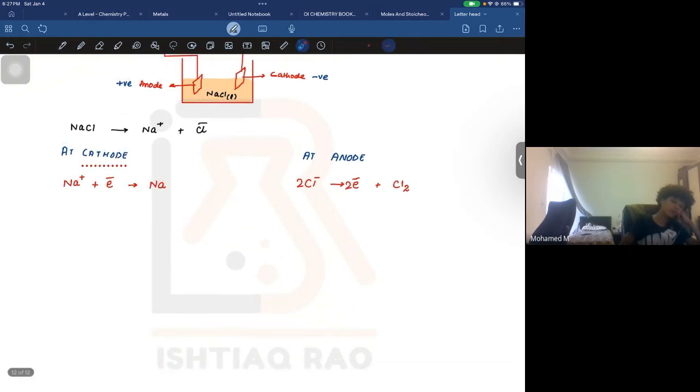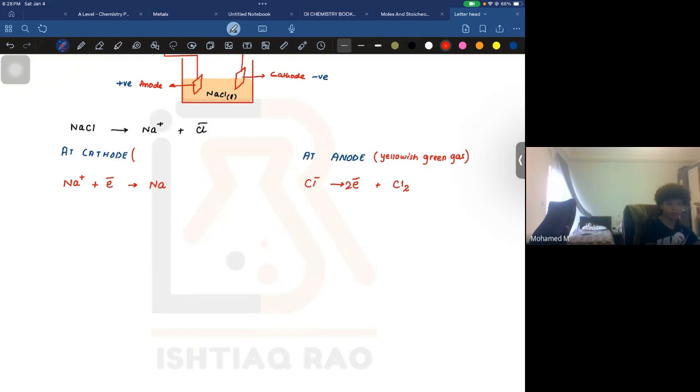So in short, when you electrolyze sodium chloride, at cathode you would be getting sodium solid and at anode you would be getting chlorine gas. What you would observe at anode is a yellowish green gas, and at cathode, a grayish white solid is deposited basically. So this is the thing that you would observe at cathode and at anode.